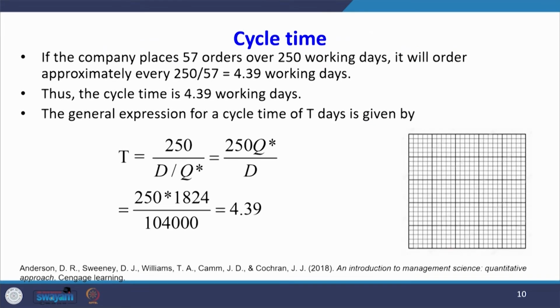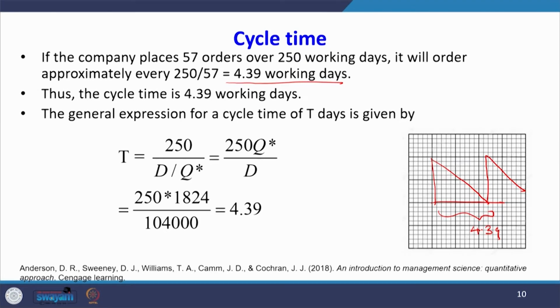Now, we can find out the cycle time. If the company places 57 orders over 250 working days, it will order approximately every 250 upon 57, that is 4.39 working days. So, every 4.39 working days the company should make an order. So, the cycle time is 4.39 working days.